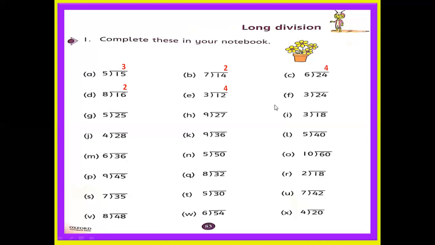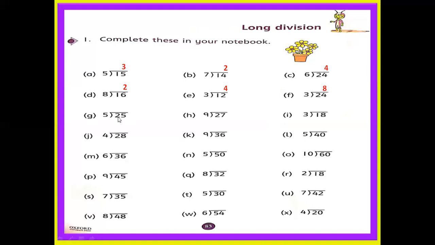F part, 24 divided by 3. So read the table of 3. 3 ones are 3, 3 twos are 6, 3 threes are 9, 3 fours are 12, 3 fives are 15, 3 sixes are 18, 3 sevens are 21, 3 eights are 24. 24 comes after multiplying 3 with 8. It means our answer is 8. So 24 is the dividend, 3 the divisor and 8 the quotient.